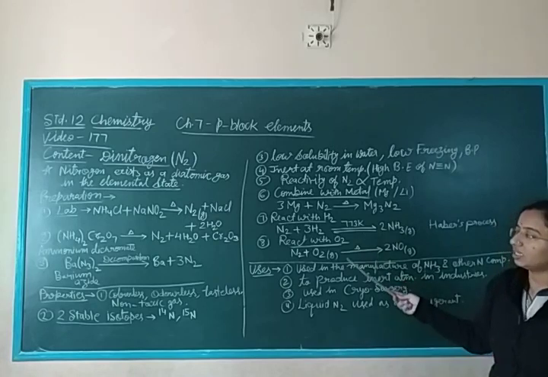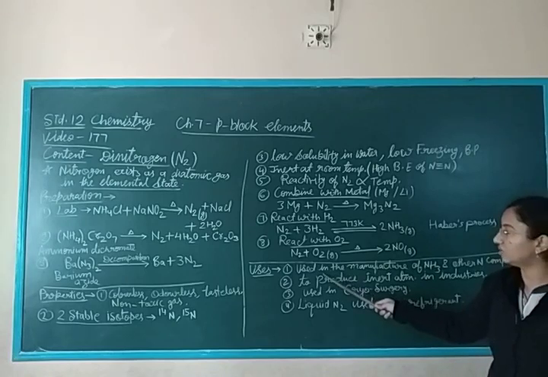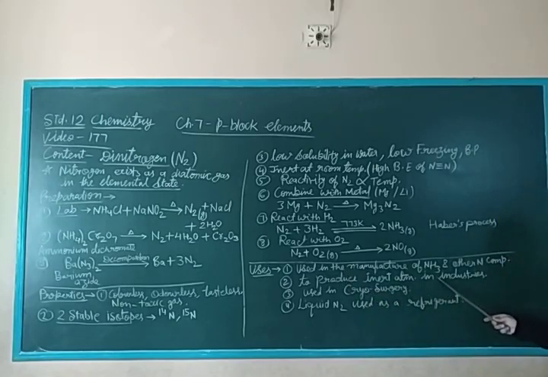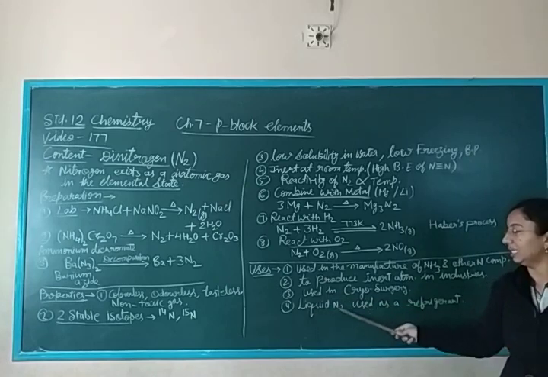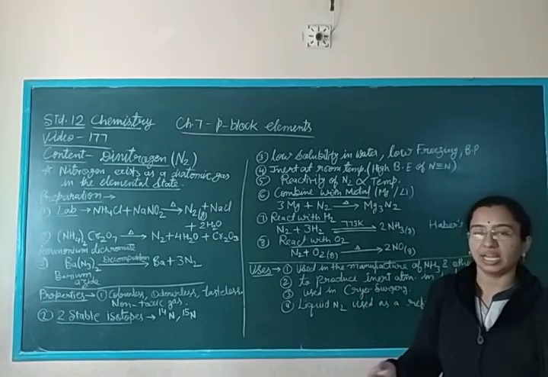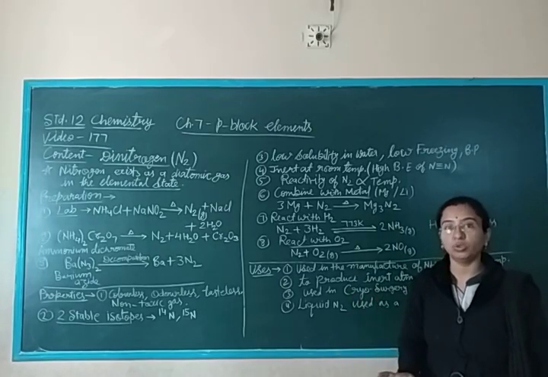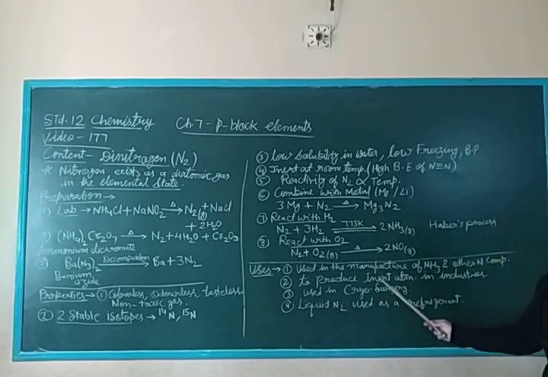So these are the physical and chemical properties. Then uses of dinitrogen. Nitrogen is used in the manufacture of ammonia and other nitrogen compounds. Then it is used to produce an inert atmosphere in industries. Then it is used in cryosurgery. Liquid nitrogen is especially used as a refrigerant, which is used to preserve foodstuff. So these are the common uses of nitrogen.